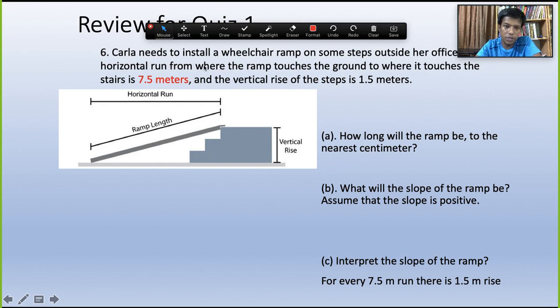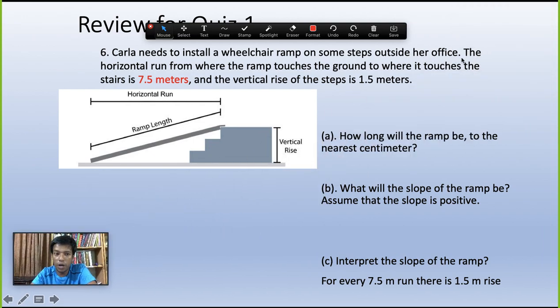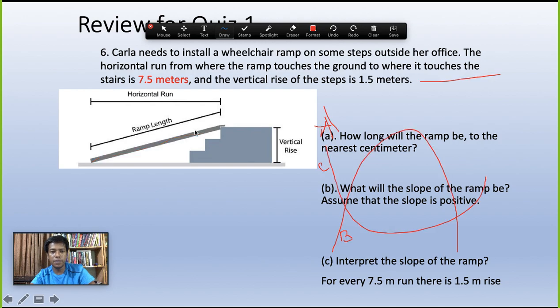Suppose Carla needs to install a wheelchair ramp on some steps outside her office. The horizontal run from where the ramp touches this and this stair is 7.5 meters and the rise is this. So what this question is saying is, someone cannot walk through this stair, so they need something like this, so that a wheelchair can just use this path to go there. Okay, so this is the idea of this math.